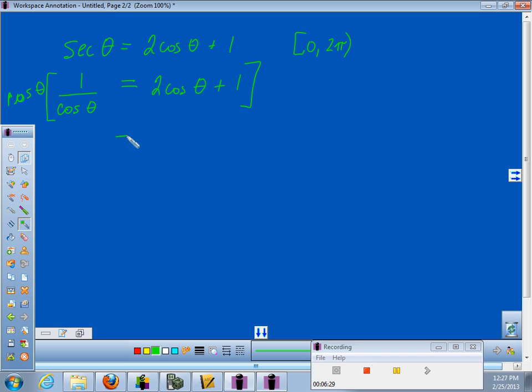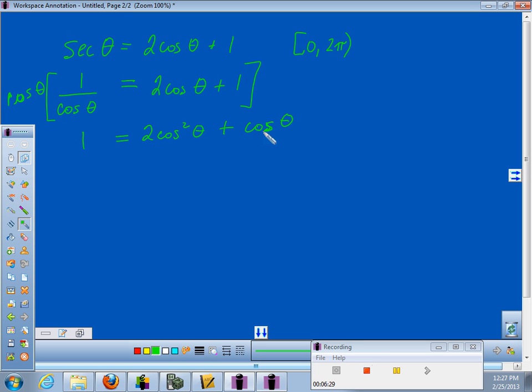So what's the left side going to become? Cosine times 1 over cosine. The cosines will cancel, and you'll be left with 1. But you also have to take it times the right side, which is going to give you what? 2 cosine squared, because cosine times cosine is cosine squared, and then plus cosine. Okay, now you're all in cosines, no fractions, and it looks pretty quadratic to me.